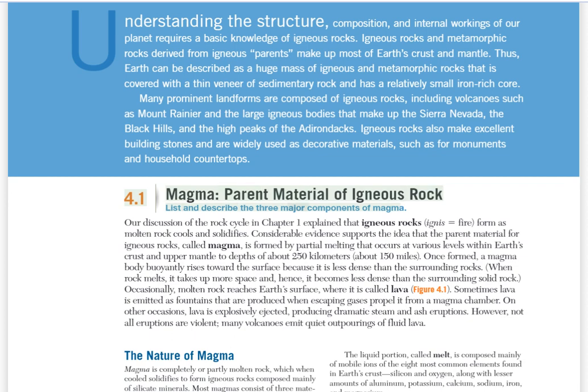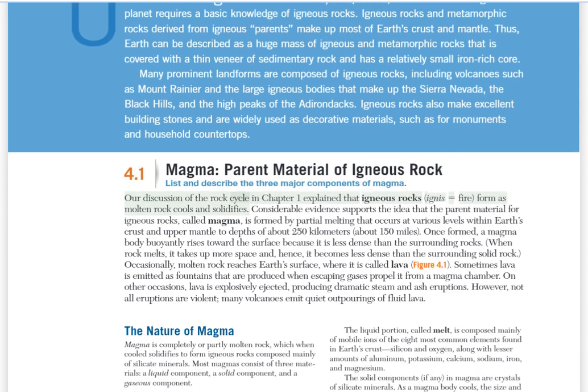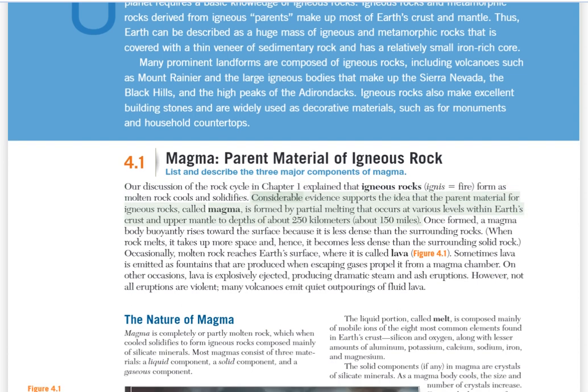4.1 Magma, parent material of igneous rock. List and describe the three major components of magma. Our discussion of the rock cycle in Chapter 1 explained that igneous rocks form as molten rock cools and solidifies. Considerable evidence supports the idea that the parent material for igneous rocks, called magma, is formed by partial melting that occurs at various levels within Earth's crust and upper mantle to depths of about 250 kilometers.